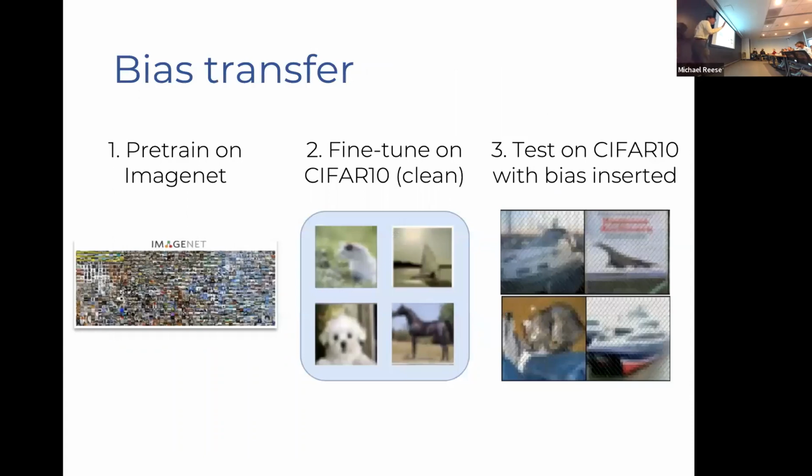So again, let's set up this simple transfer problem. We're going to take, again, ImageNet. Let's again fine-tune on a target data set, which is again completely clean. And then we're going to test on CIFAR-10, but insert these biases that we know exist in ImageNet into our CIFAR-10 data sets. Okay? So it's almost like what we did before, except we're no longer inserting a backdoor. We're just going to take whatever existing biases exist here, as if it was a backdoor, and insert it into our test.